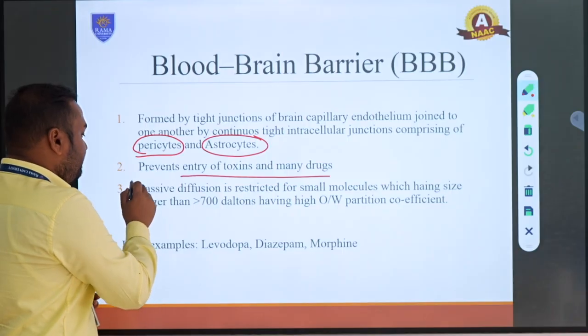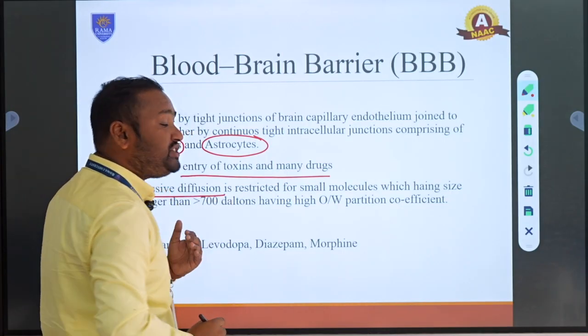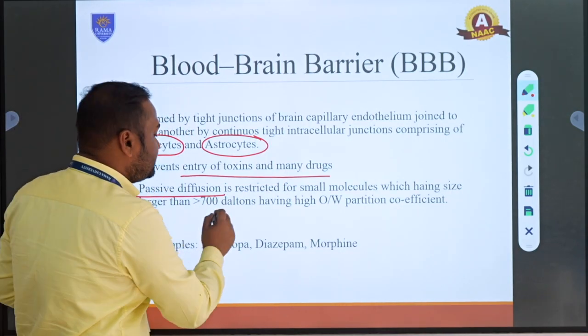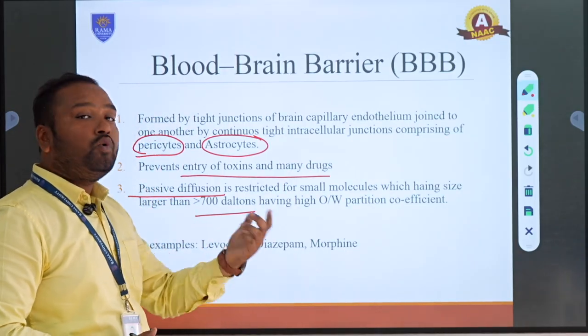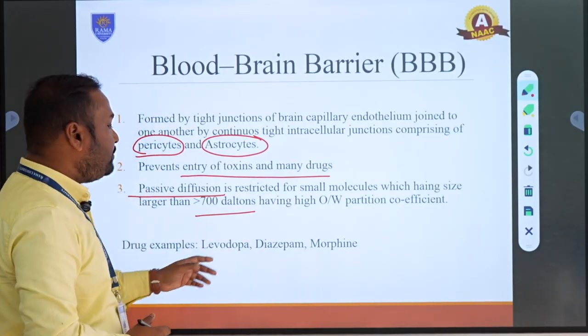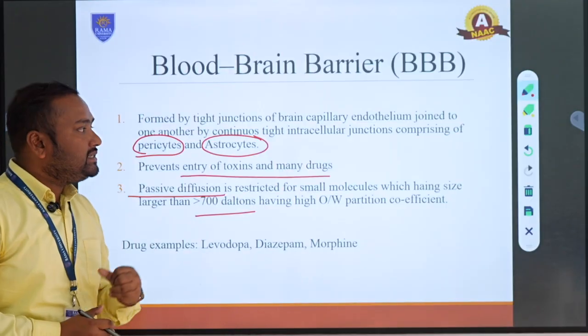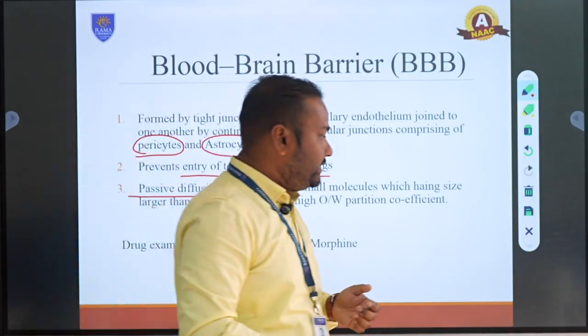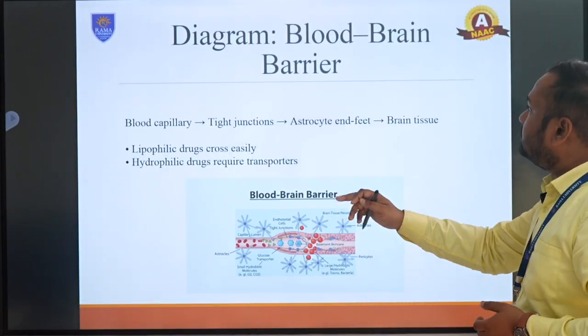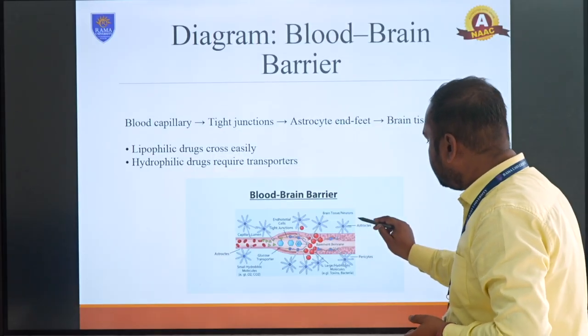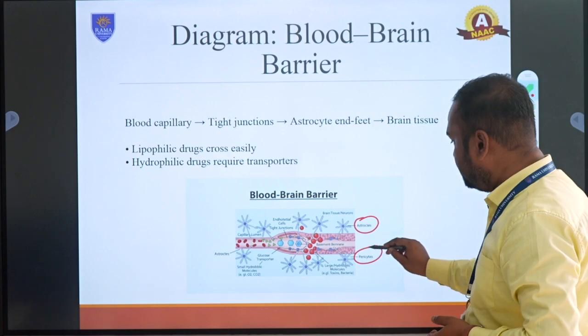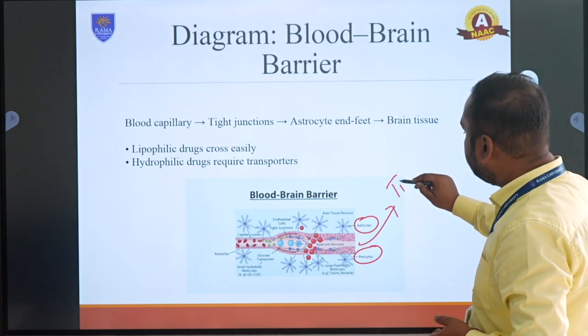If I talk about passive diffusion, it is restricted here, because molecules with a size of more than 700 Dalton, or with a high water and oil partition coefficient, will not pass. For example, levodopa, diazepam and morphine are drugs that can penetrate easily. Here is the diagram: you can see the astrocyte and pericyte, and they form a tight junction.